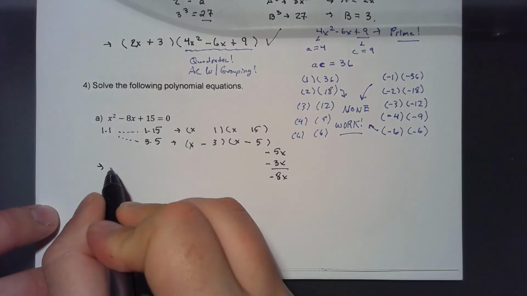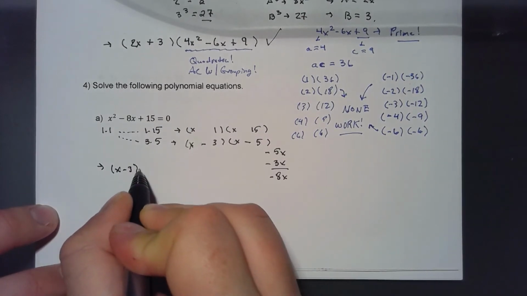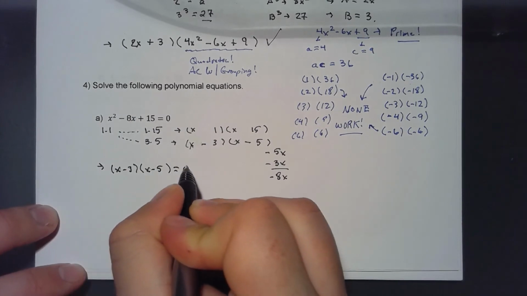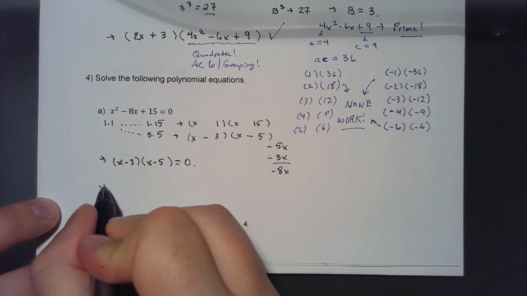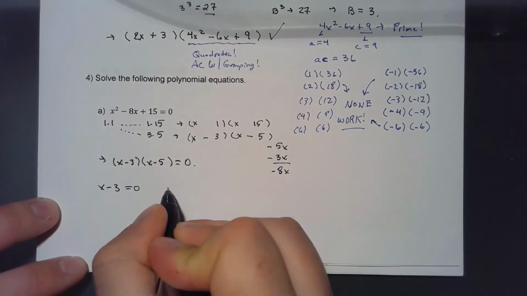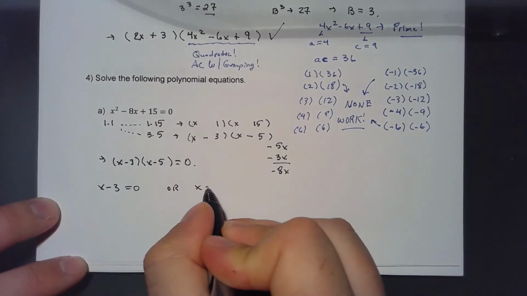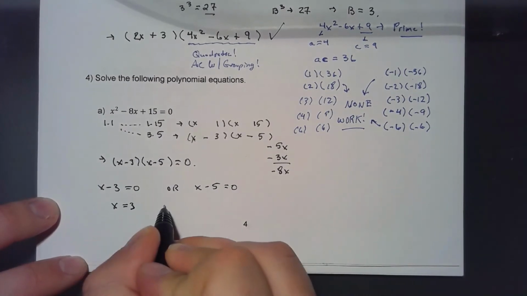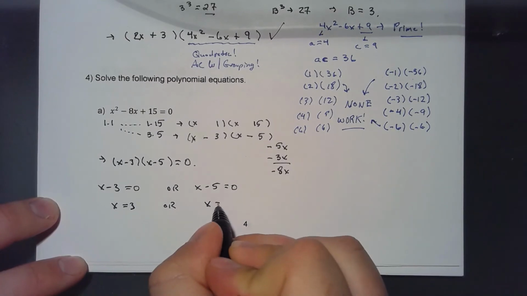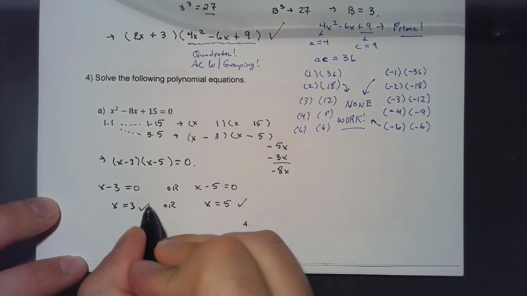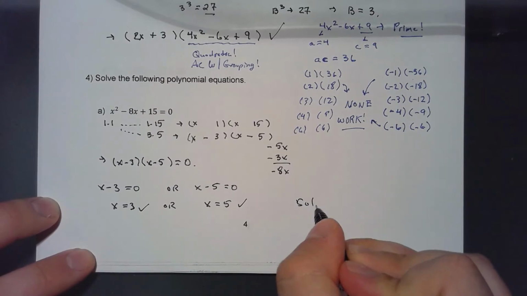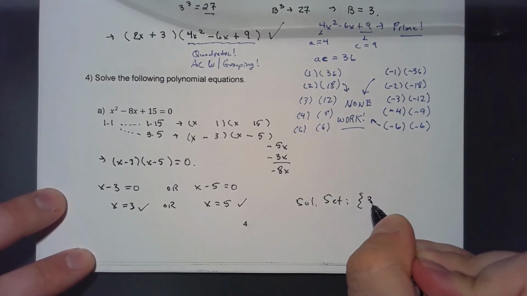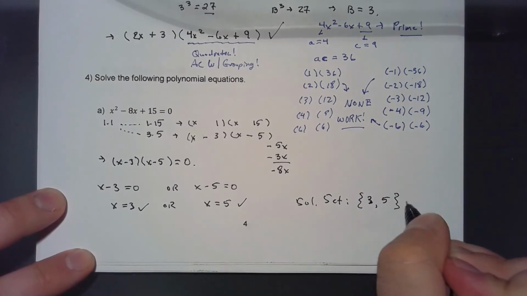So this quadratic equation becomes x minus 3 times x minus 5 equals 0. So I could set each factor equal to 0 and solve for x. Add 3, you're going to get x equals 3, or x equals 5. So my solution set is going to be 3, 5.